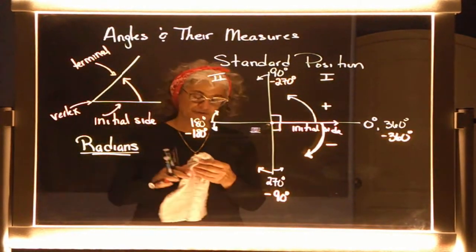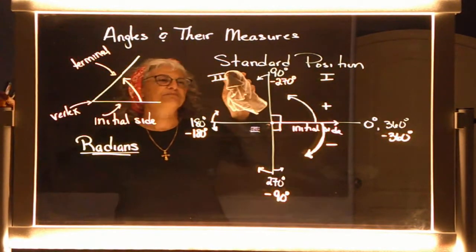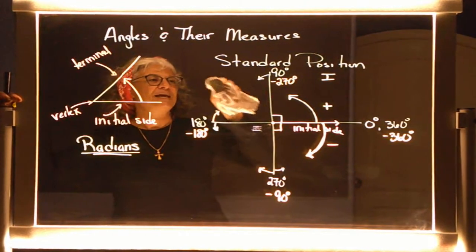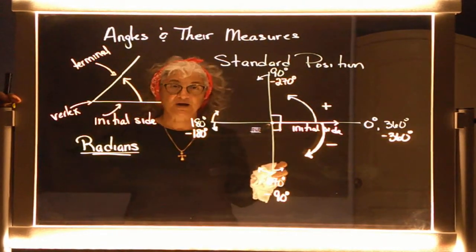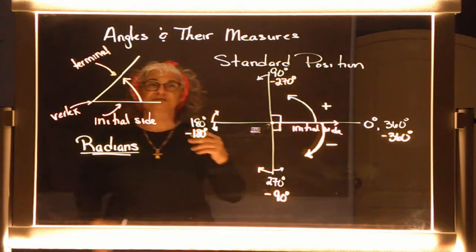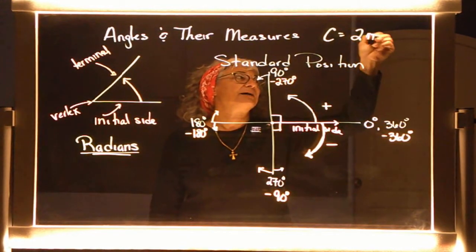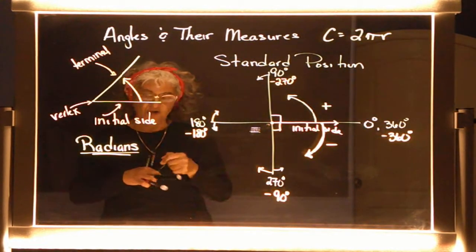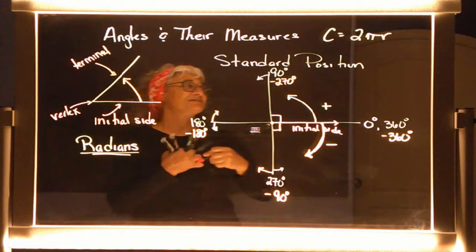Remember the formula for the circumference of a circle? You getting that in your head? What is it? Yeah, that formula was 2 pi r, wasn't it? To find the circumference of a circle, it was 2 pi r, wasn't it? What did r stand for? R was the radius.